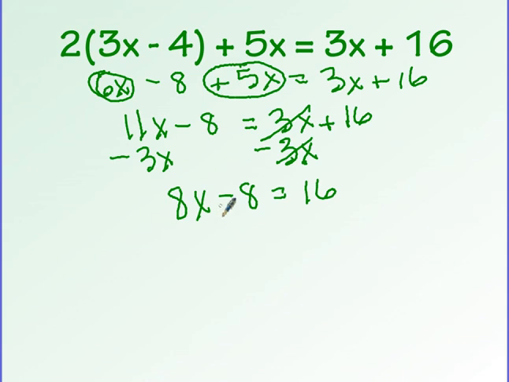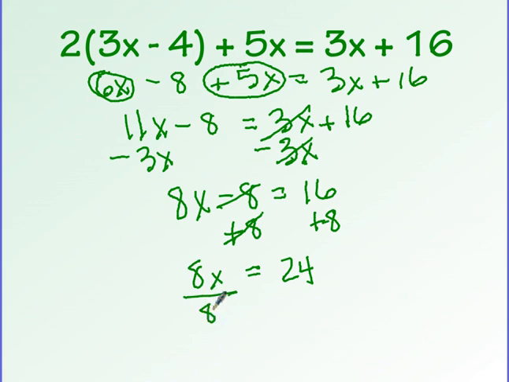Now I need to get rid of my constant, the number without the variable, so I'm going to add it to both sides. Since we always do the opposite, I get 8x equals 24. And when I divide by my coefficient of 8, I get x equals 3.